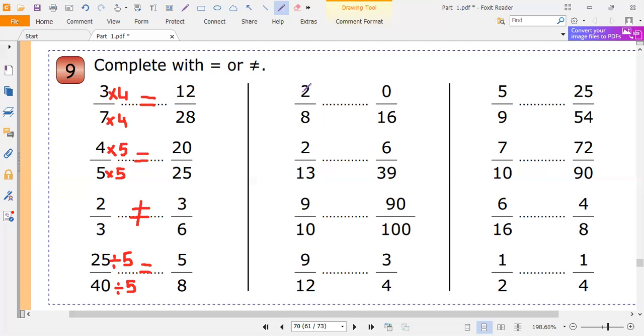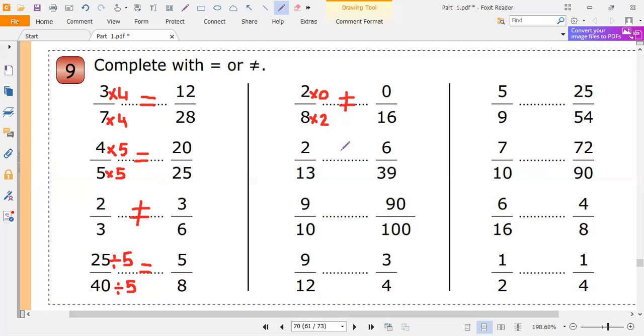Now here, this is the 2 how becomes 0. If we multiply the 2 by 0, we get 0. But the 8 how becomes 16, becomes bigger, so we multiply by what? By 2. If we multiply the 8 by 2, we get 16. But pay attention. We multiply the numerator by 0 and the denominator by 2. We multiply by different numbers. We don't multiply the numerator and the denominator by the same number. So these two fractions are not equal.